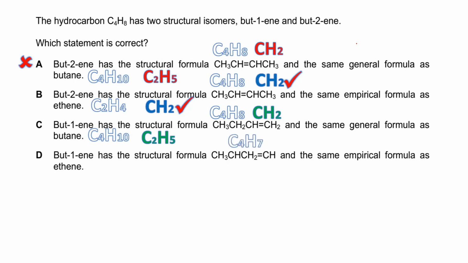What about letter D? C4H7. But-1-ene, like but-2-ene, like normal butane, all these forms with the same structural formula C4H8. Here C4H7. So this is incorrect from the beginning. This C4H7 is wrong. So the answer D is wrong. Now the correct answer is B.